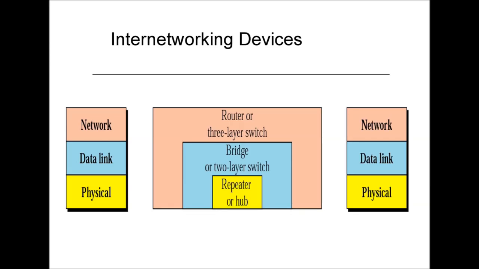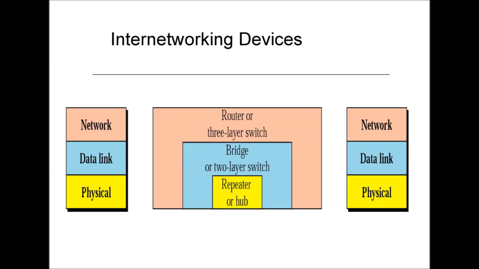Second is the repeater. When data is transmitted from one side to another in the form of signals, after some distance the signals go weaker and weaker. So a repeater is used to boost the signal strength. A repeater is a device which is used to enhance the digital signal strength.